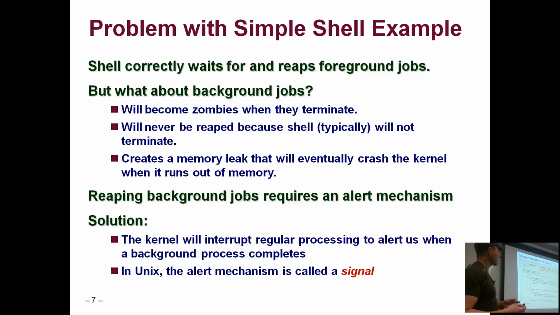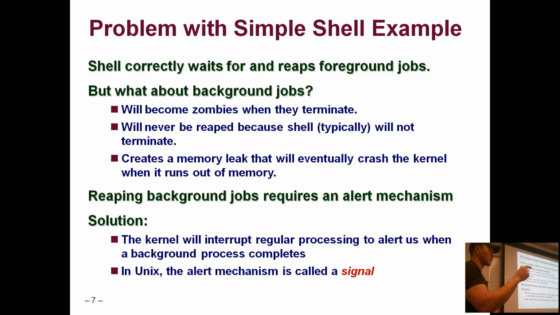Okay. So there's a problem with this shell implementation. It correctly waits and reaps the foreground jobs. We remember the zombie children, and we don't want zombies running around on our system. So the foreground process is fine, right? As soon as it ends, I've done a waitpid on that child, and I'll clean it up. As soon as I do that waitpid, the exiting child gets cleaned up, and it goes away.